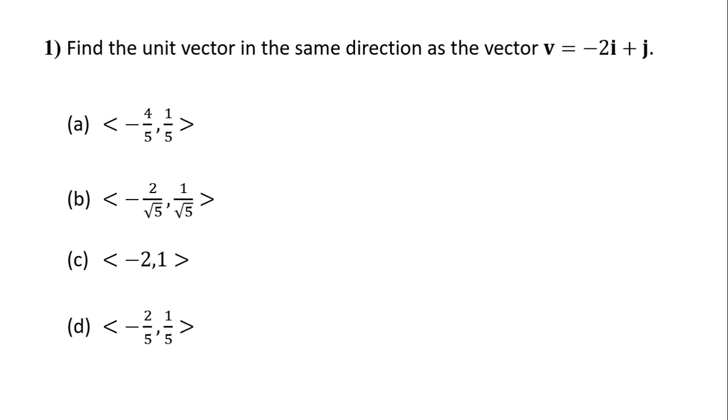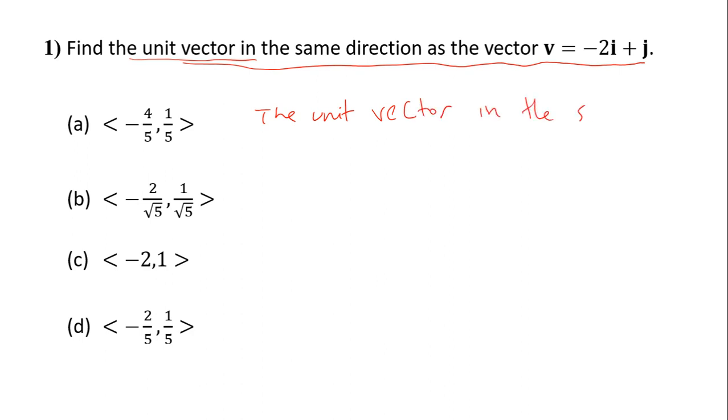Find the unit vector in the same direction as the vector v equal to negative 2i plus j. Now remember, in order to do this problem, you have to remember the formula for the unit vector in the same direction, or in the direction of v. Okay, the formula for this is 1 over the magnitude of v times the vector v.